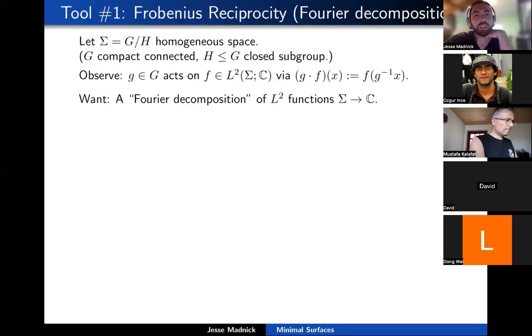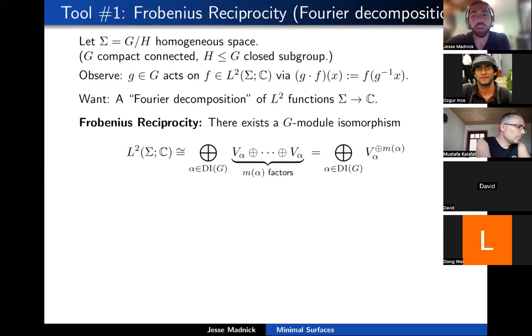So the first thing to notice is that the space of L2 functions in this context is not just a vector space. There's actually a G action on it, right? Elements of capital G act on L2 functions in the way that you see there. And so given this extra structure, given the fact that the L2 functions have this G action, what you'd like to do is have some sort of Fourier decomposition of the L2 functions that respects the G action.